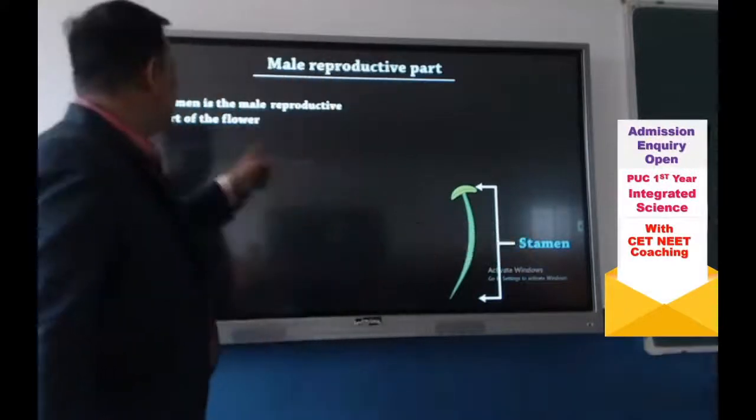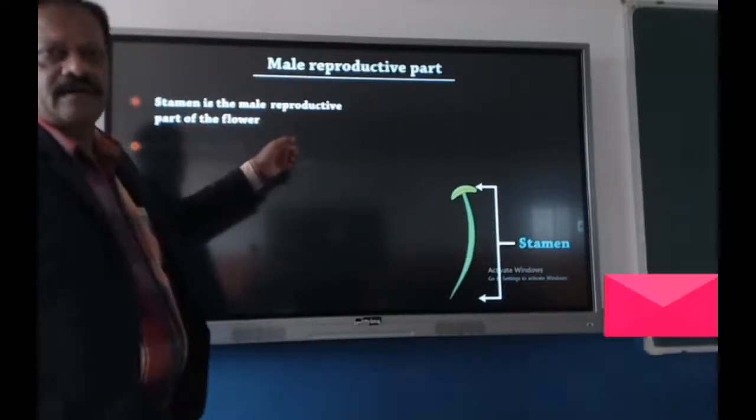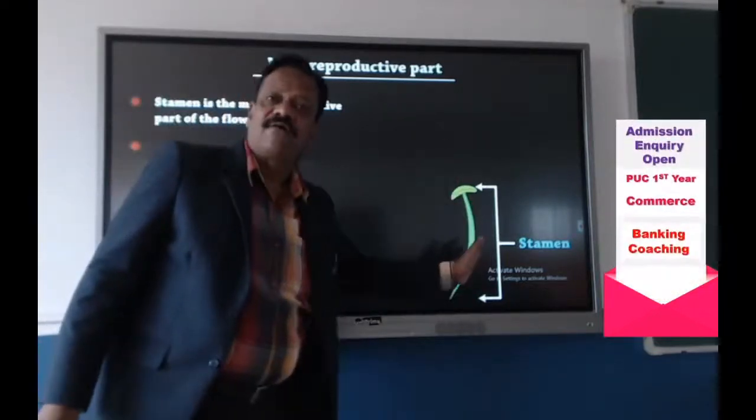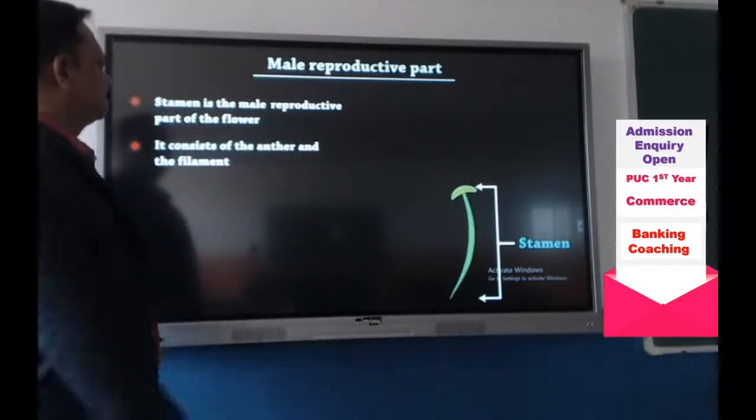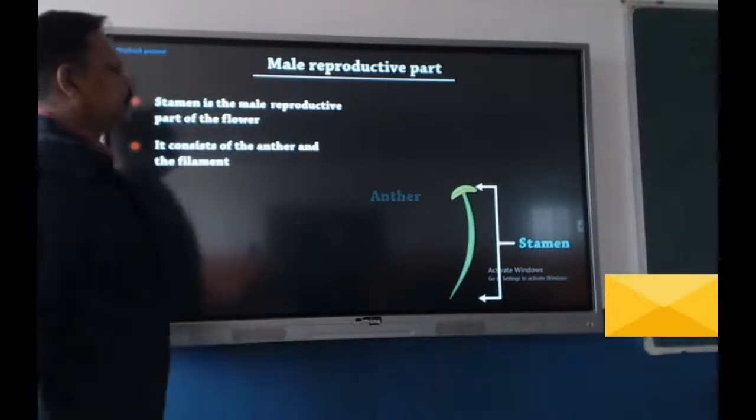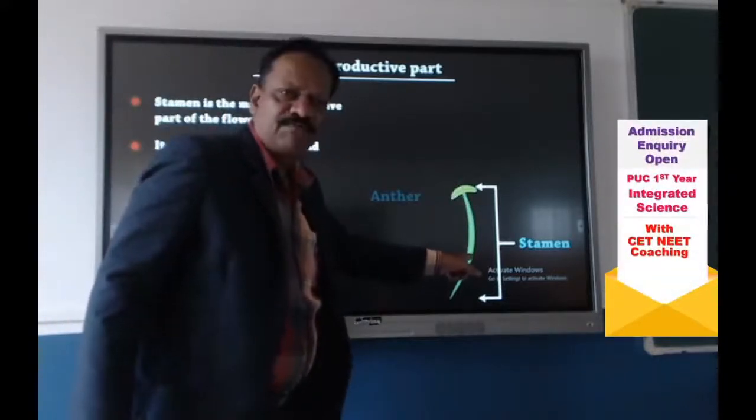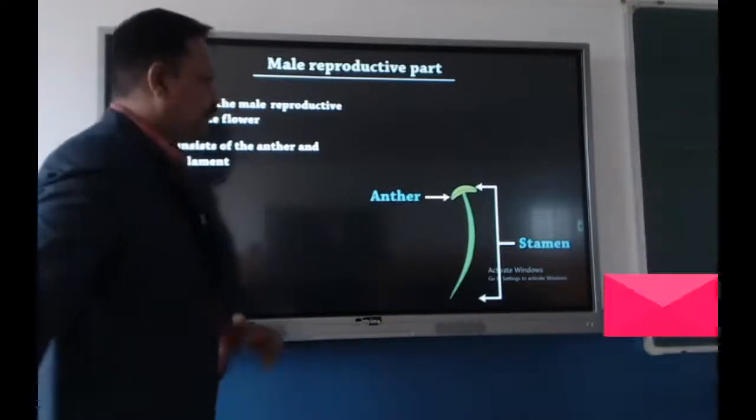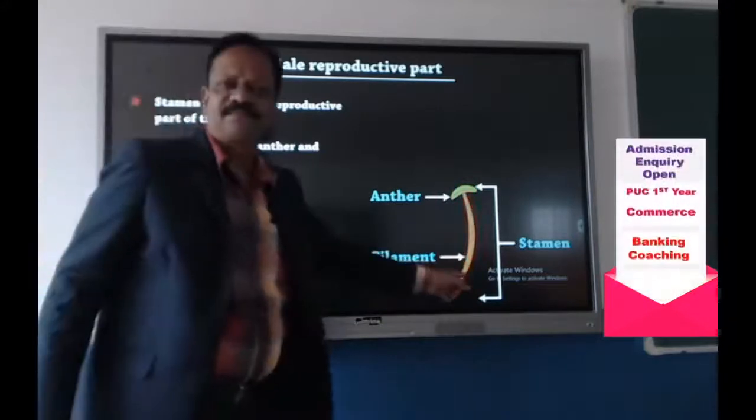Stamen is the male reproductive part of the flower. So this is the male reproductive organ of the flower. Next, it consists of the anther and the filament. So it contains the anther and also the filament. Just see, anther and filament are present here. This is the anther and this is called the filament.